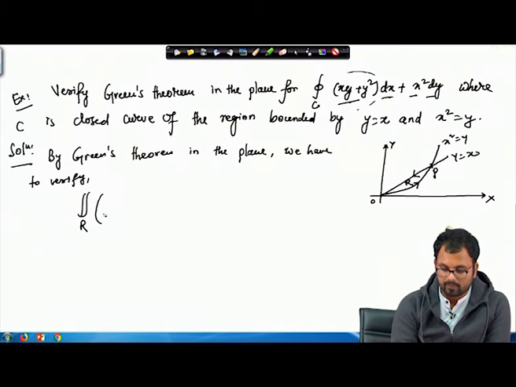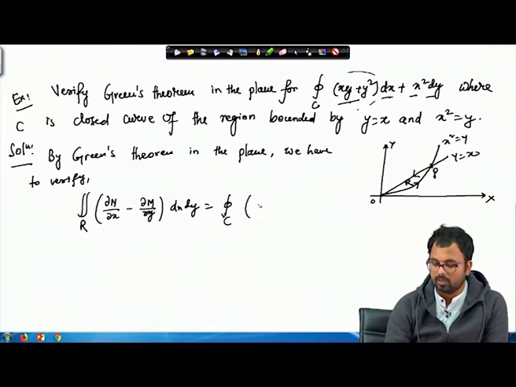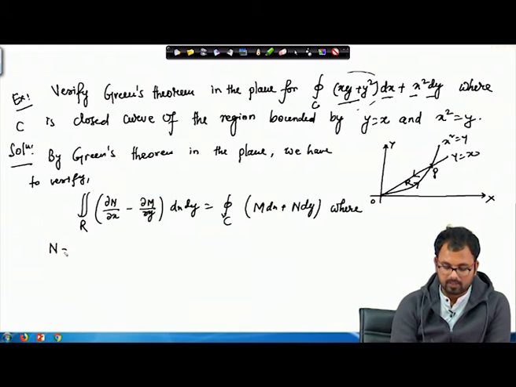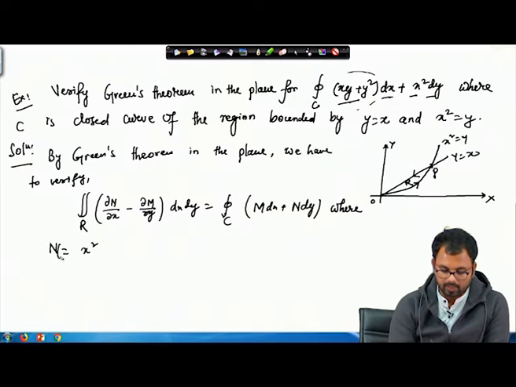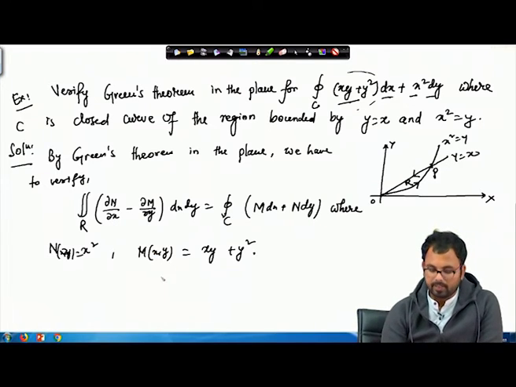del N del x minus del M del y dx dy is equal to the line integral over C of M dx plus N dy, where N is x square and M is x y plus y square, right. So, these are our M and N.